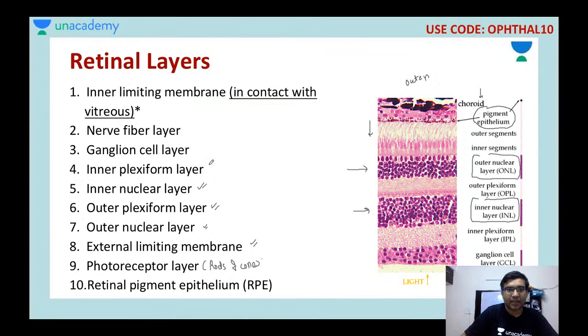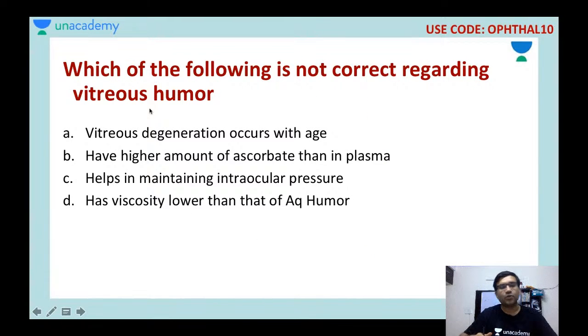Then we have the inner plexiform layer, the ganglion cell layer, nerve fiber layer, and finally the layer which is in touch with the internal limiting membrane, that is basically called the ILM. Okay, chalo. Let's move to our next question.